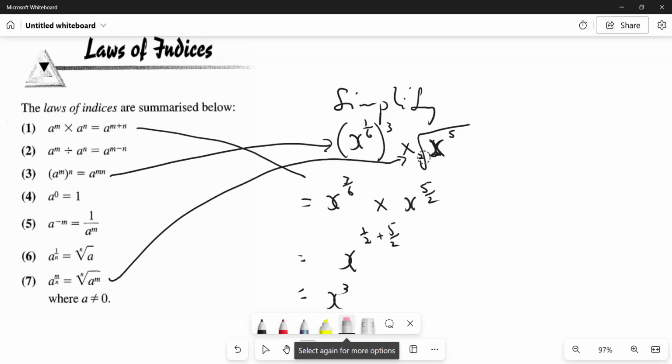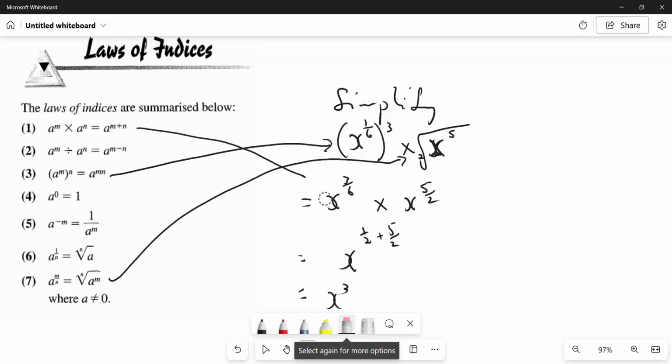Good. Then the square root of x to the 5, I'm using this law here. Notice that when you have the nth root of a to the m power, it's equal to a to the m over n. That's what's happening here. The square root of x to the fifth power is the same as x to the 5 over 2 power. That's what you have here.